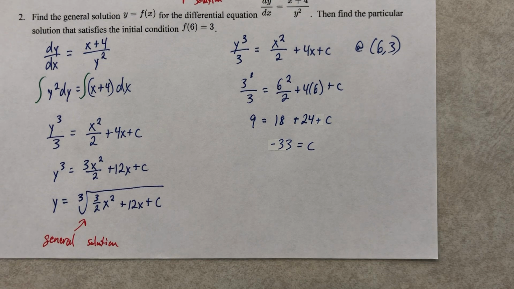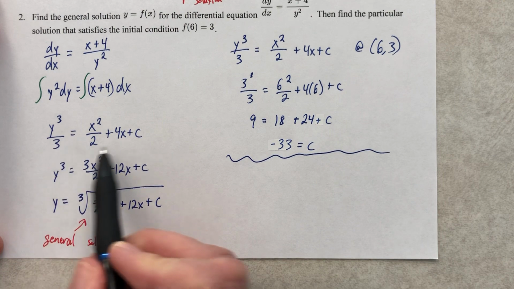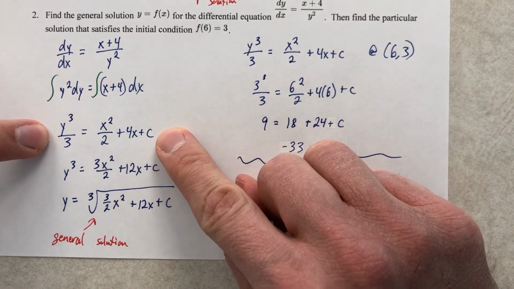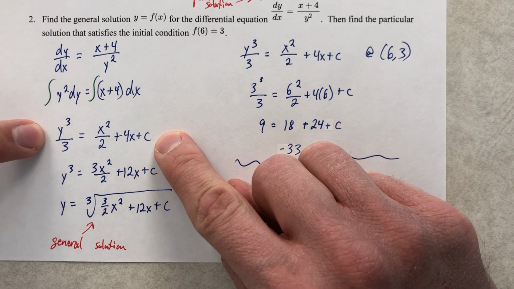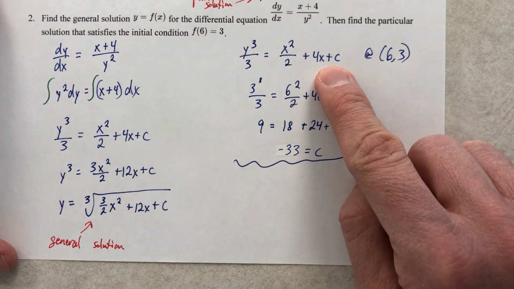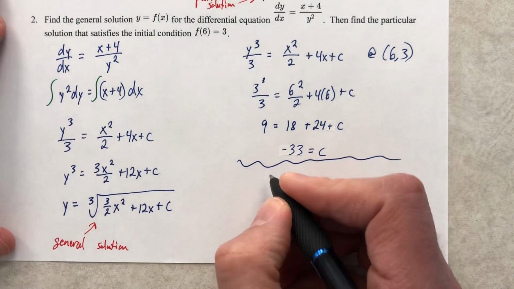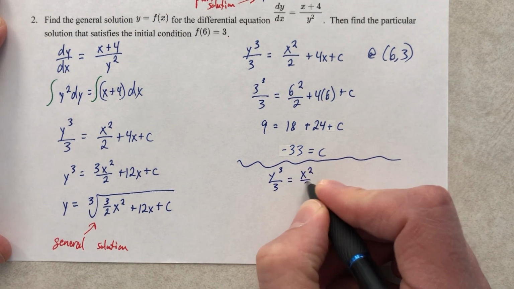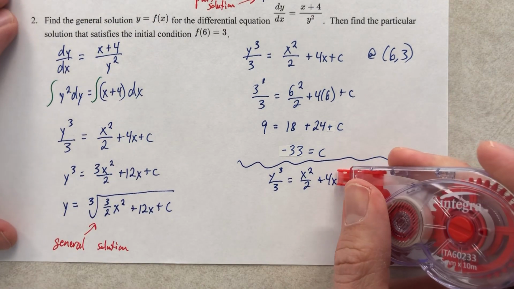So now I'm going to take all that I just did, put it back into this thing right here. This step right here is very important because this was before I ever started moving things around and solving. This step comes in so handy. I can move forward and find my general solution, or I can plug things in and find c and then keep going from there. So I'm going to come back to this step yet again, and say, well, y cubed over 3 equals x squared over 2 plus 4x plus, minus 33.